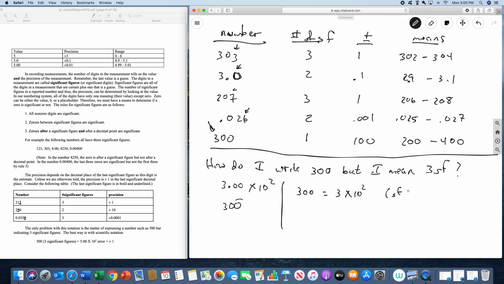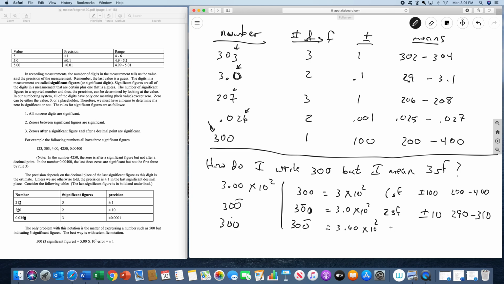That's 1 sig fig. That's plus or minus 100. That means it's between 200 and 400. If I write 300 with a bar over the first 0, that's going to be 3.0 times 10 to the 2. That's 2 sig figs. That's plus or minus 10. That's 290 to 310. If I write 300 with a line over the second 0, that would be 3.00 times 10 to the 2. That's 3 sig figs. That's plus or minus 1.